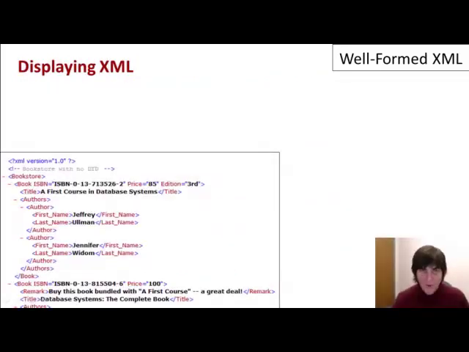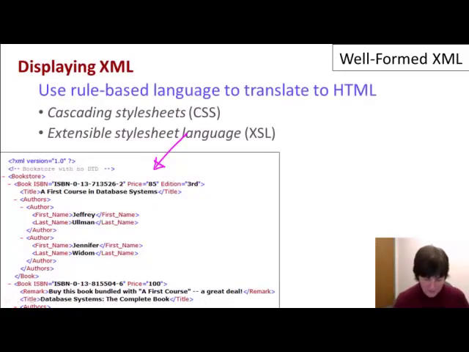So one issue that comes up, because XML data is used frequently on the internet, is how we display XML. So obviously one way to display XML is just as we see it here, but very often we want to format the data that's in an XML document or an XML stream in a more intuitive way. And actually there's a nice setup for doing that. What we can do is use a rule-based language to take the XML and translate it automatically to HTML, which we can then render in a browser.